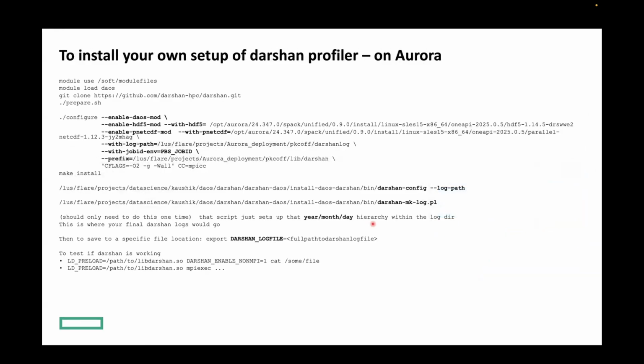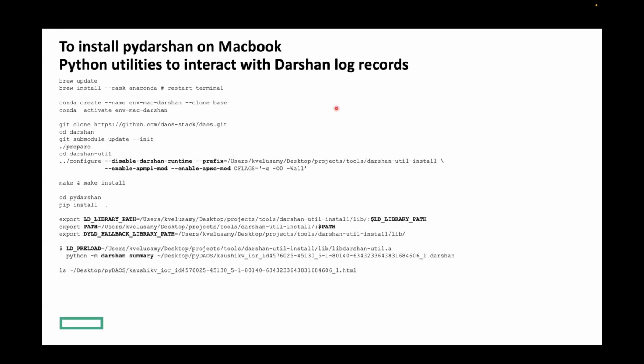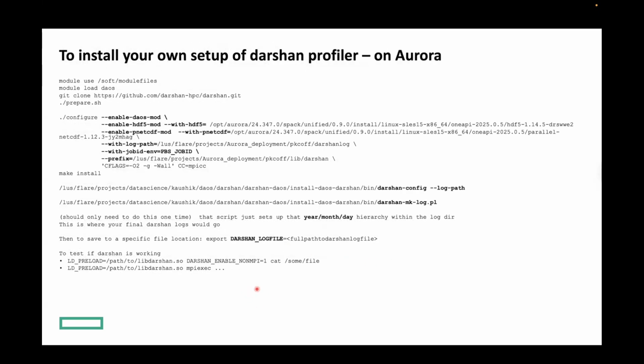We usually have a module on Aurora, so you just module load Darshan, and you should be able to get it. But in case you want to build your Darshan profiler from scratch, you can follow these commands. Once you profile your IO or application with Darshan, you will get a .darshan file after your mpiexec. So that's the Darshan file that you collected.